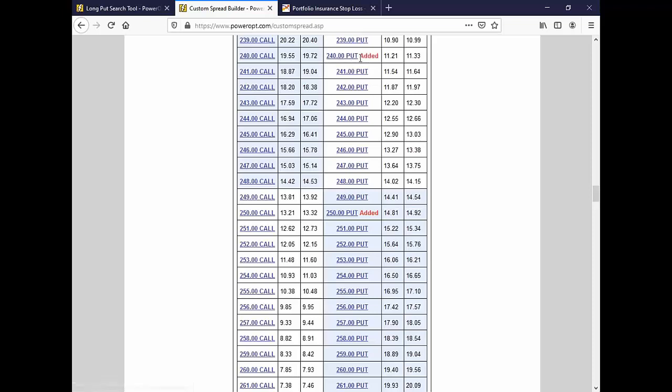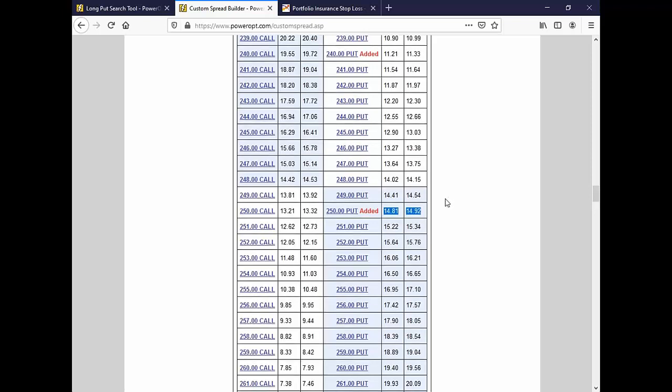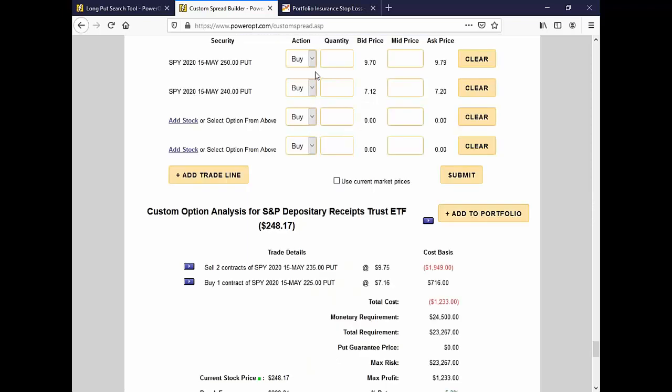So what am I going to do here? I'm going to sell 2 out of the money puts at the lower strike and buy the higher strike put. I'm going to get about $11.25 times 2 for the 240s, and I'm going to pay about $14.90 for the long. So we're still going to get a credit.